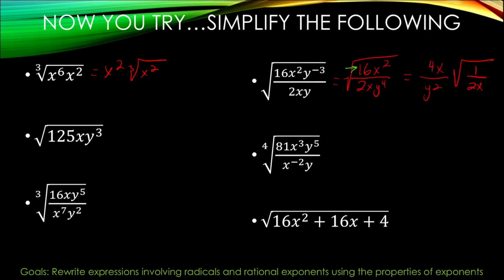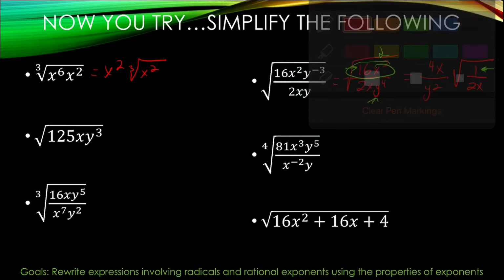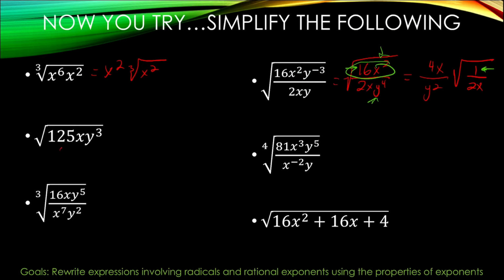So the square root of 16 is 4. Square root of x squared is x. Square root of y to the 4th is y squared. Since everything in the top here came out, I'm just left with this 1 right there. And the only thing left in the denominator is that 2x. Okay, that makes sense. Square root of 125 should be 5 and 25, 5 and 5. So that's going to come out. I can take a y out, and I have the square root of xy. I only have 1 x and 3 y's, so 1 can come out, 1 will stay in.